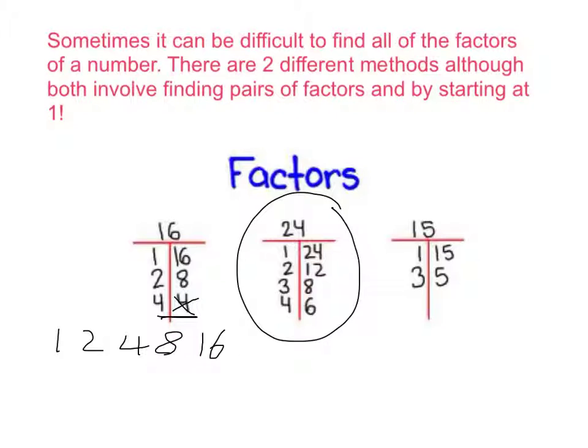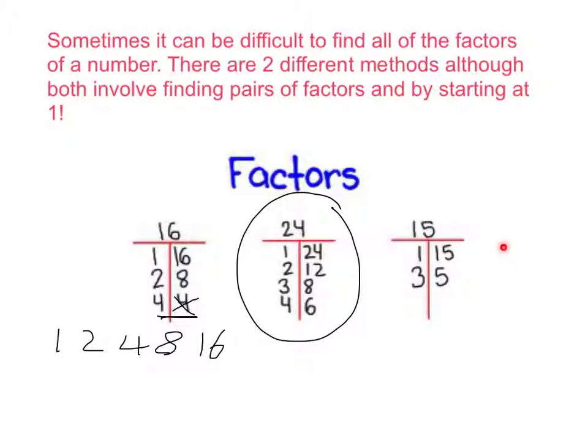So I've said 3 times 8 is 24. Now I move on to the 4 times tables. Is 24 in the 4 times tables? Yes. 4 times 6 is 24. Is it in the 5 times tables? Nope. Is it in the 6 times table? Well, yeah, because I've already got 6 times 4, 4 times 6. So then I can stop.